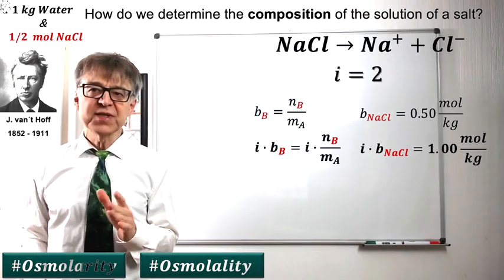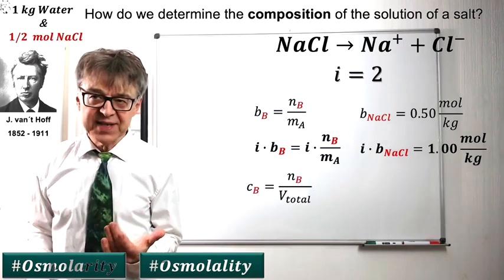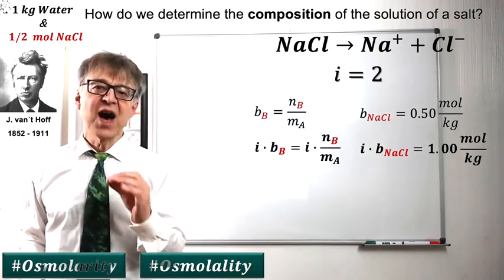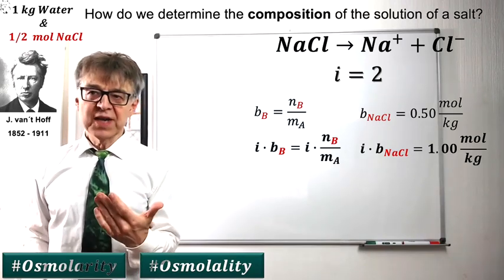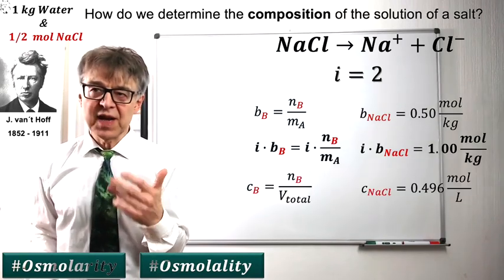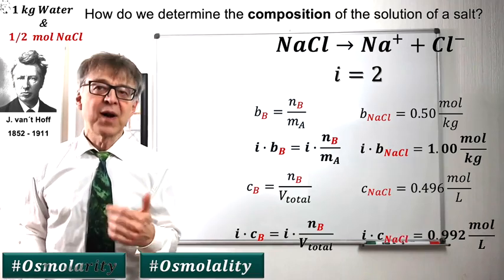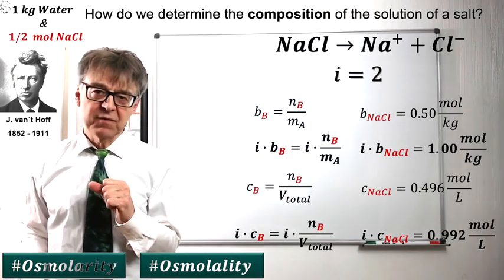The two solutions are equal in osmolality. The two solutions are isotonic. Accordingly, we get the osmolarity from the molarity by multiplying by the Van 't Hoff factor.